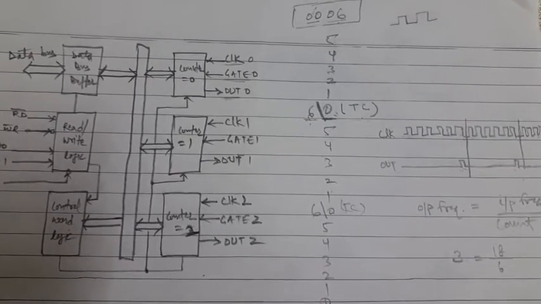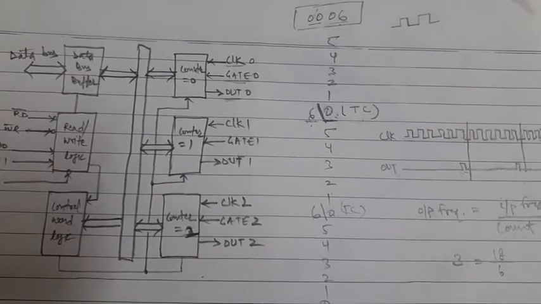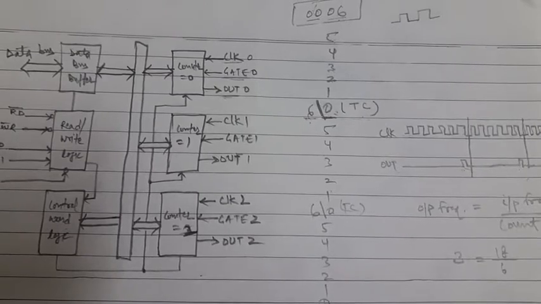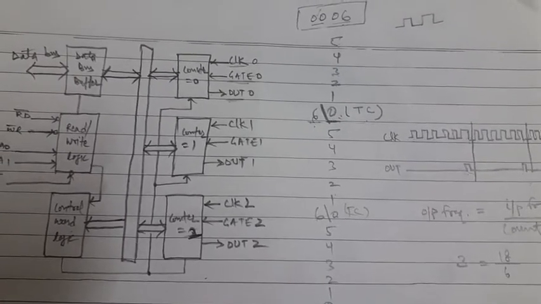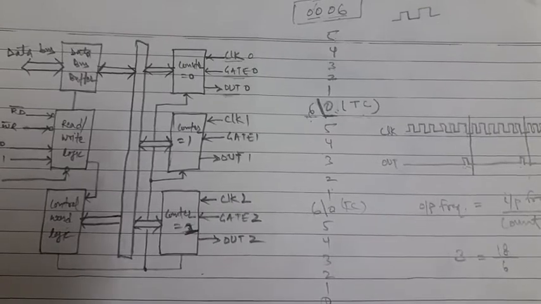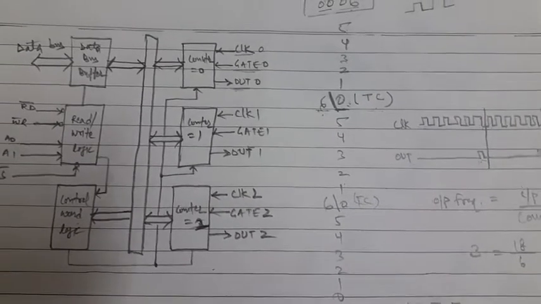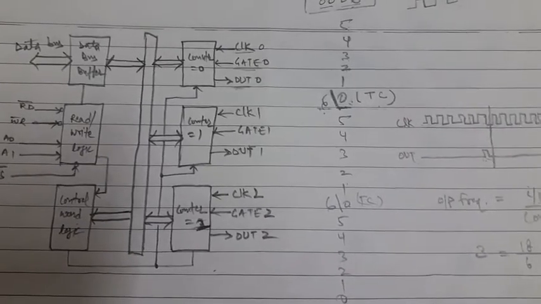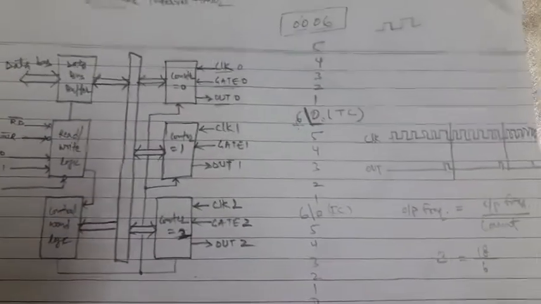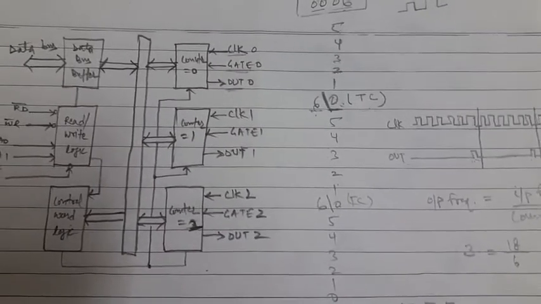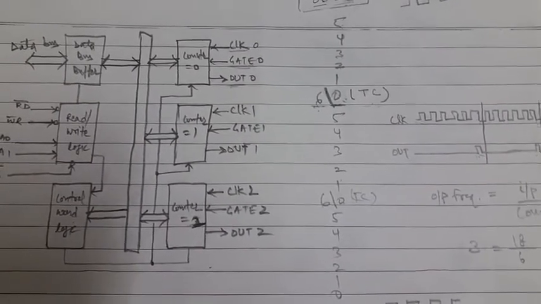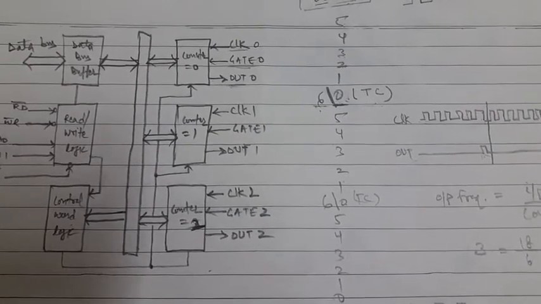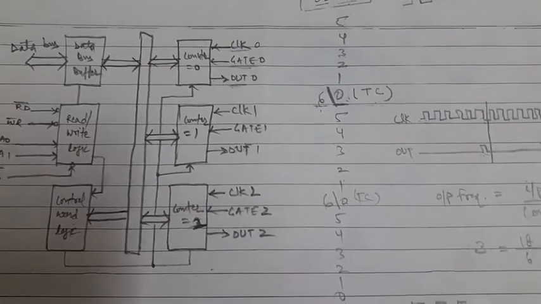All of these 3 counters have unique addresses. As I told you recently, there are 3 addresses for counter 0, counter 1 and counter 2, and one address for the control word. Whatever comes from the MPU should go to the appropriate counter or control word. To the counter we send the count, and to the control word we send the command.